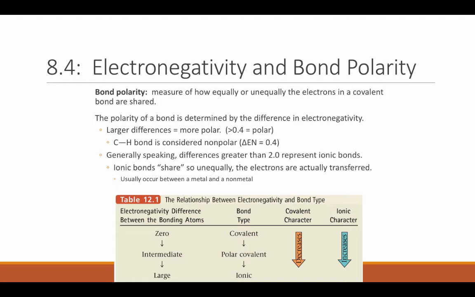Recall, however, that bonding lies on a continuum. Therefore, as we go from a zero electronegativity difference, or a completely covalent bond, to a large electronegativity difference, or a completely ionic bond, there's a whole lot of territory in between, where we have larger and larger differences in electronegativities. Therefore, we have increasing polarity, or increasing ionic character and decreasing covalent character.